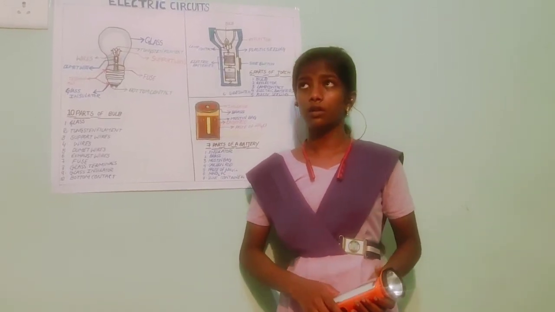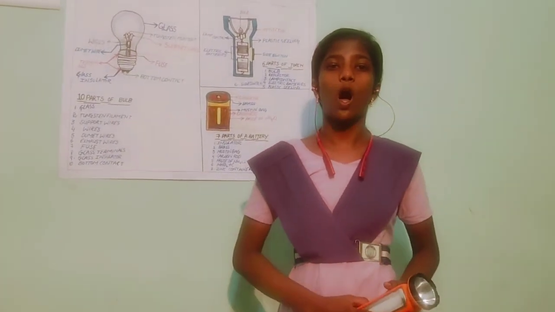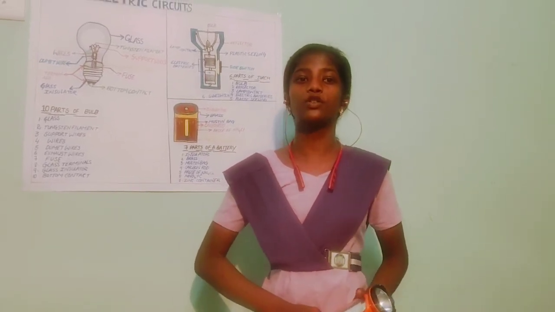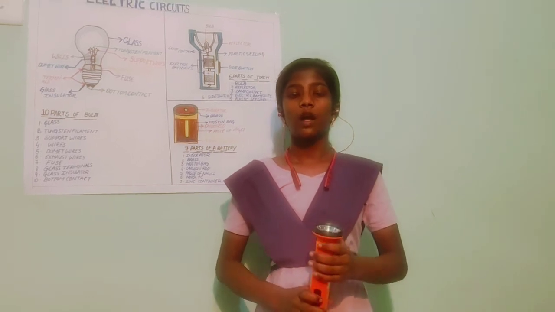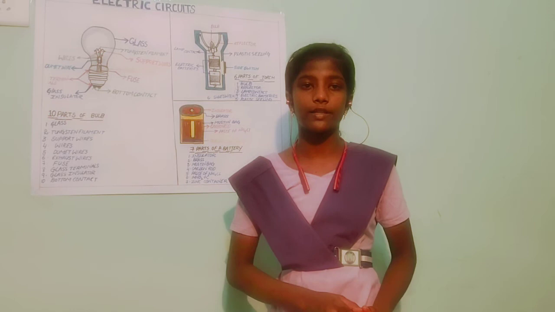And not only electricity, now we are seeing that the bulb was created by Thomas Alva Edison. The first bulb maker was Thomas Alva Edison. So you should remember him when you want to speak about the torchlight.